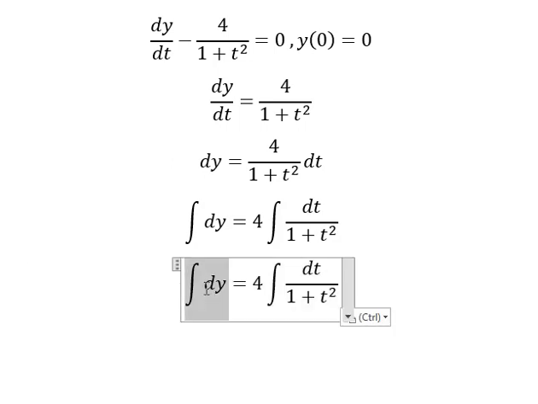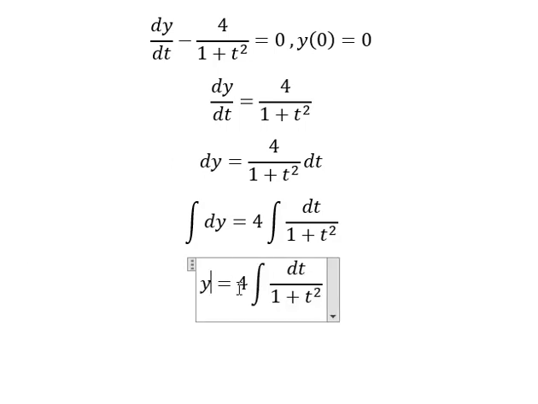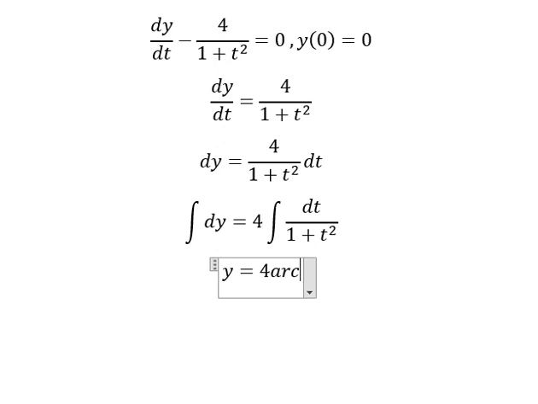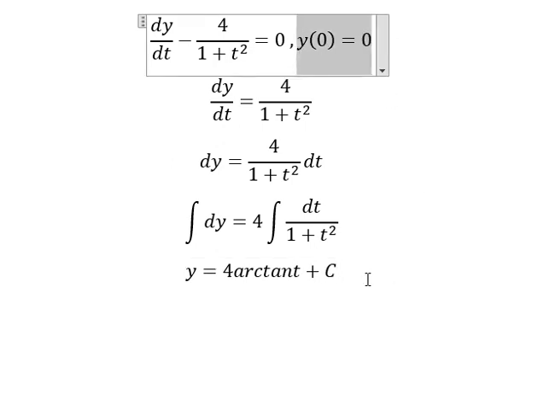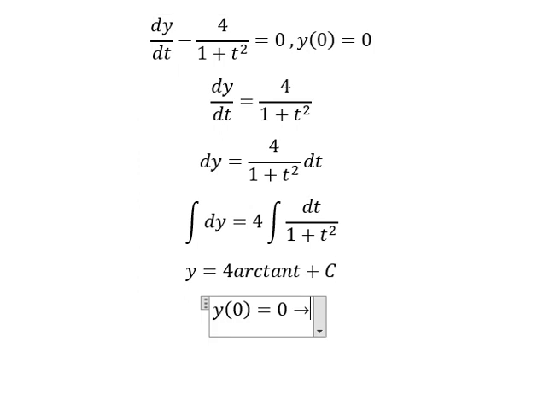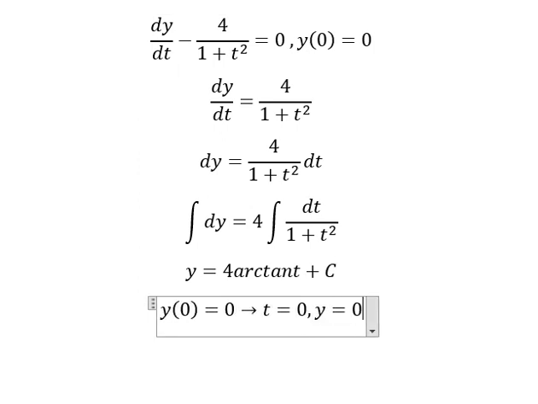So the integration of this one we have y. This one we have arctan of t, and I will put plus c. Now we have the condition. That means t equals 0, y equals 0.